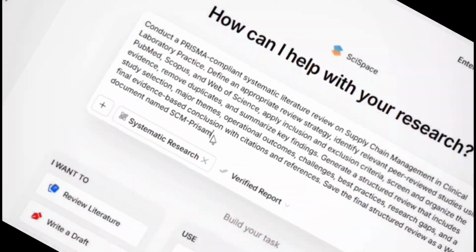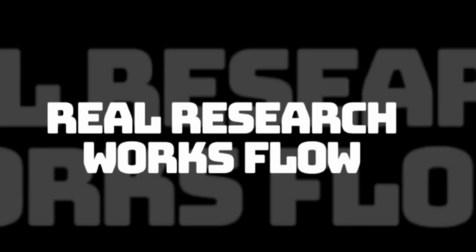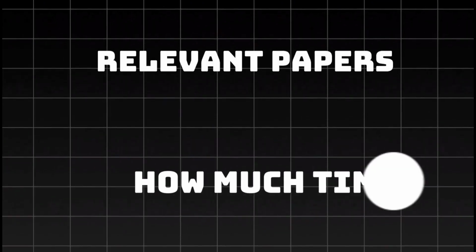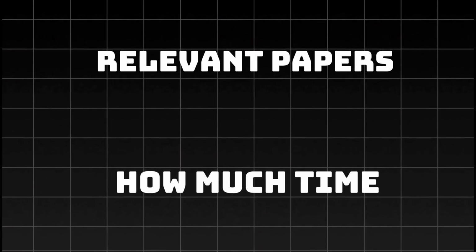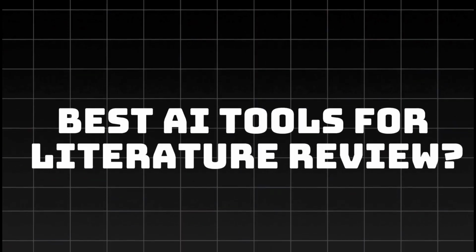That's when I came across SciSpace Agent, which claims it can run a fully customizable, PRISMA-compliant systematic review across thousands of papers in under 60 minutes. So today, I'm putting it through a real research workflow to see how many relevant papers it finds, how much time it actually saves, and whether it deserves to be considered one of the best AI tools for literature review and academic research.